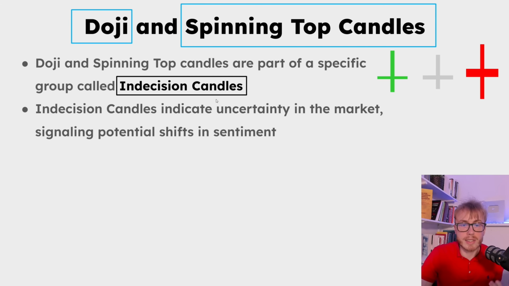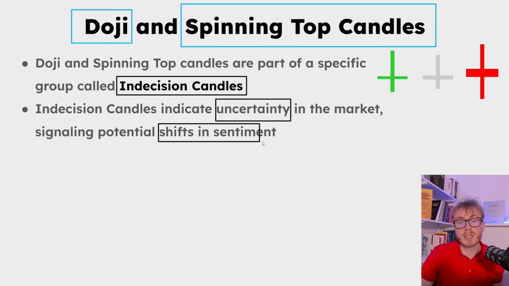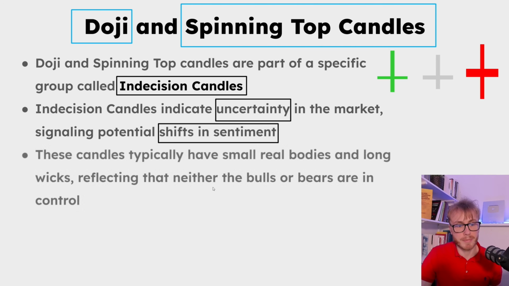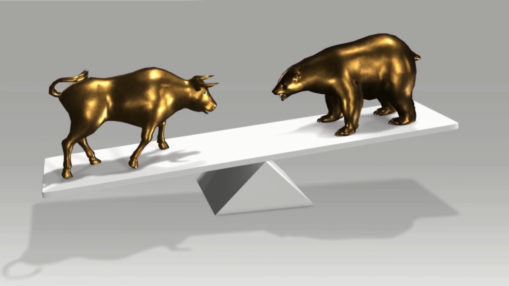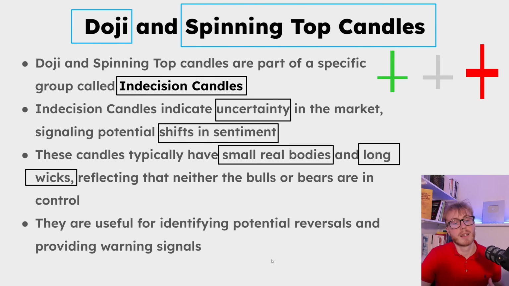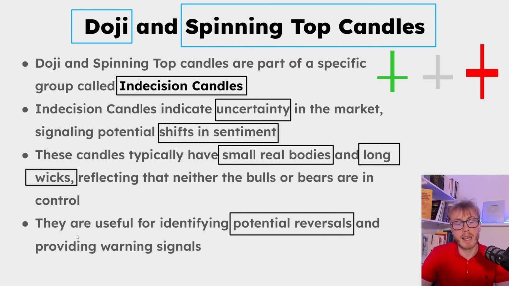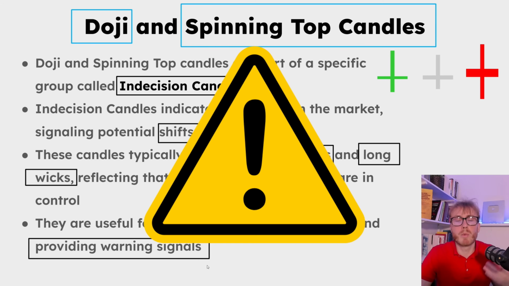And indecision candles indicate uncertainty in the market, and they can signal potential shifts in the sentiment. And we will talk more about that very soon. What's common about indecision candles is that these candles typically have small real bodies and long wicks. This reflects that neither the bulls nor the bears are in full control. These types of candles can be useful in many different ways. They can be used to identify potential reversals, and they can also be used to provide warning signals.